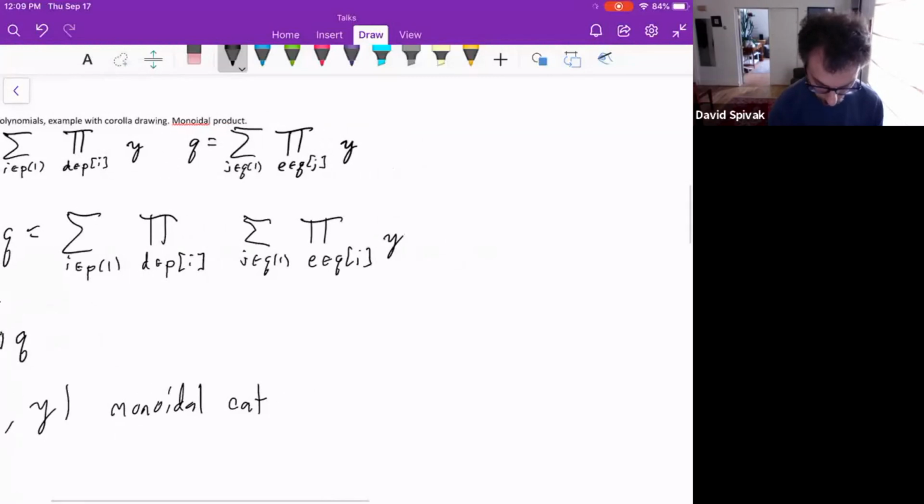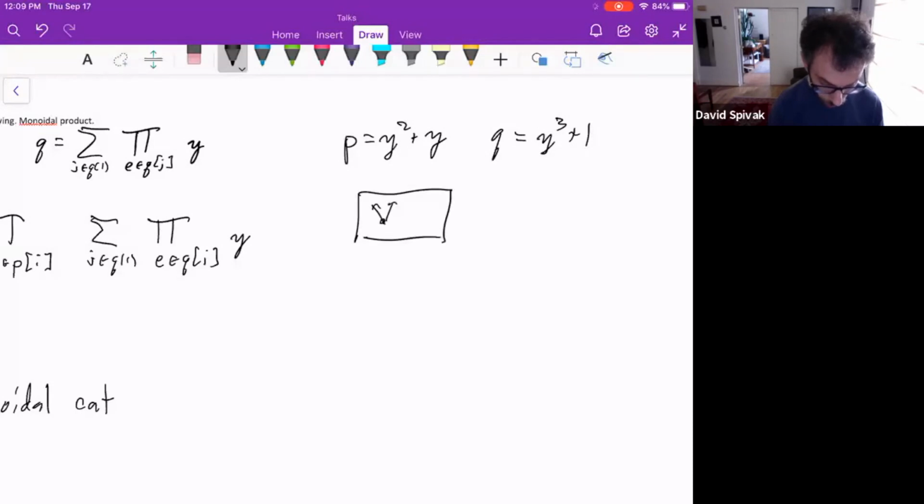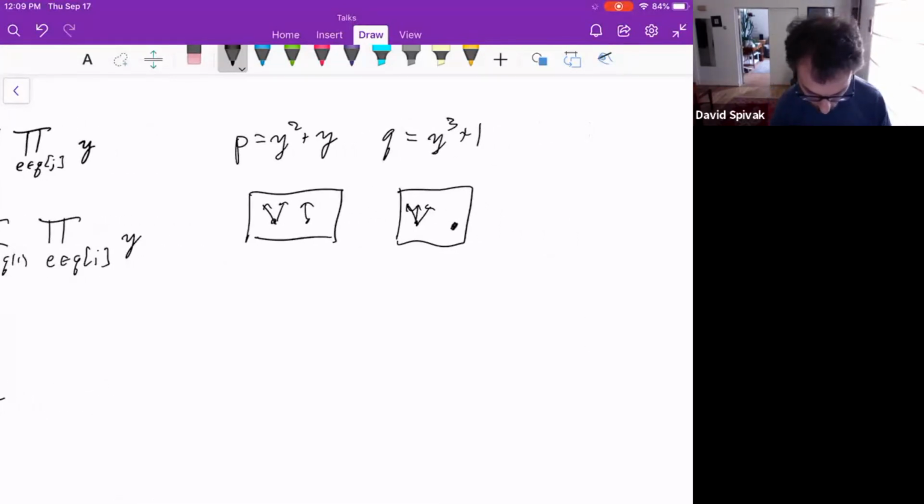And so let me just give you a quick example. Suppose p is y squared plus y, and q is y cubed plus 1. Then I would draw this one as 2 arrows and 1 arrow, and this one as a position with 3 directions and a position with 0 directions. And now I want to compose them. And so I would write p, kind of like a tree growing up. That's how I pick the symbol.